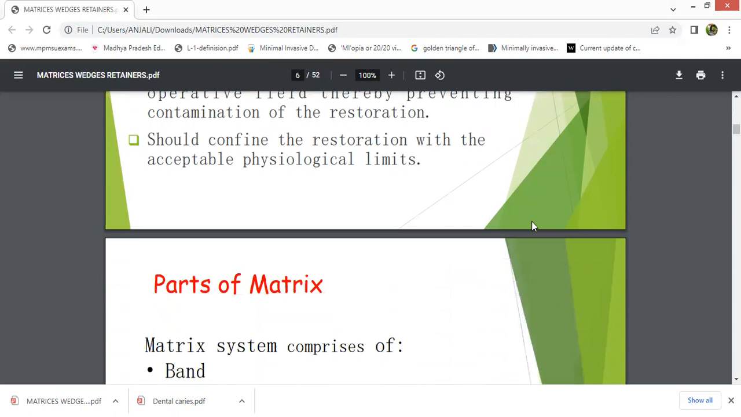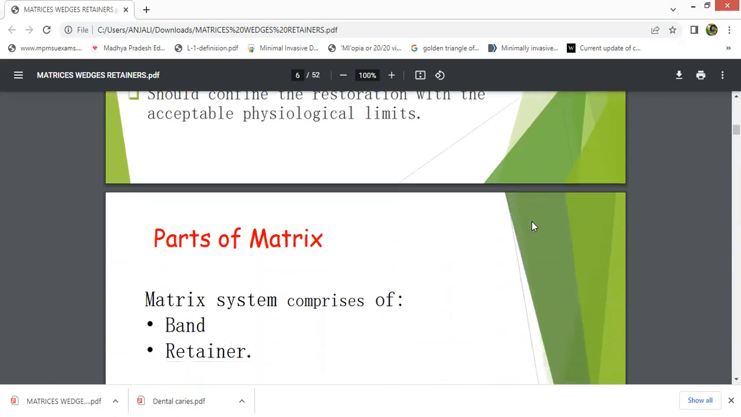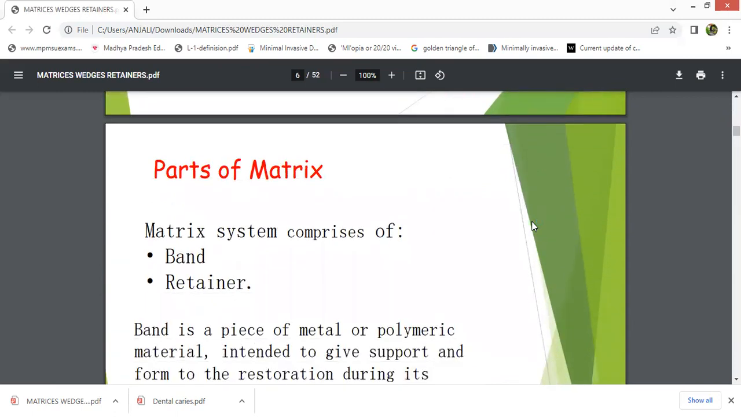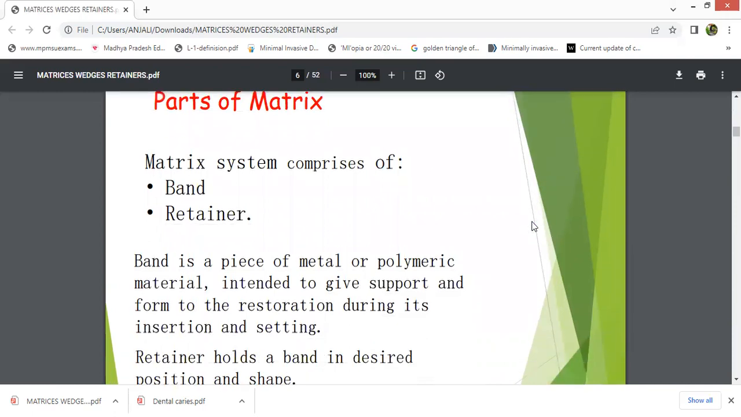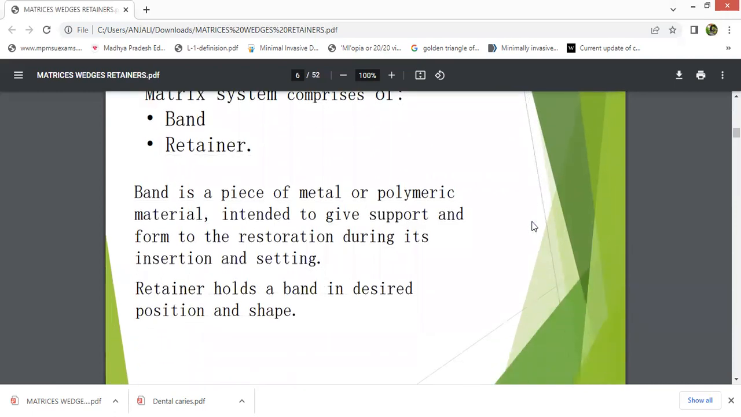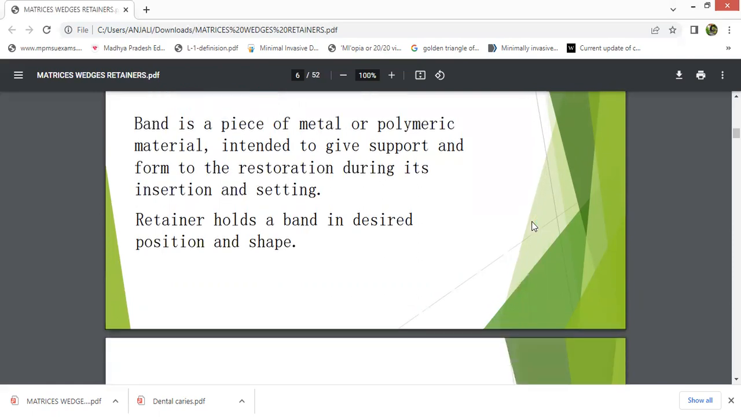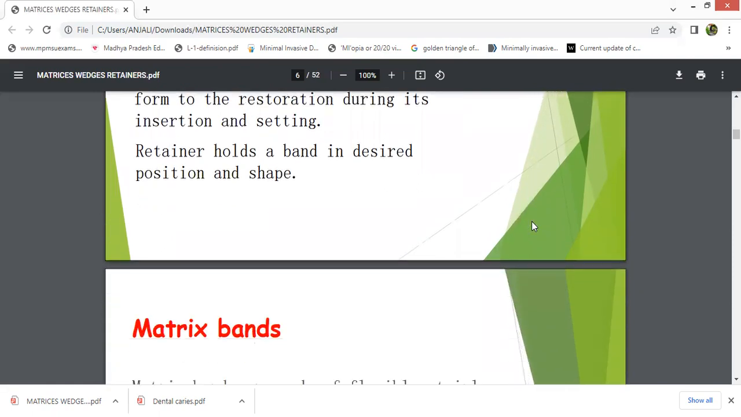physiological limits. So we are talking about parts of matrix. The matrix system consists of a band and a retainer. The band is a piece of metal or polymeric material intended to give support and form to the restoration during its insertion and setting. The retainer holds the band in the desired position and shape.